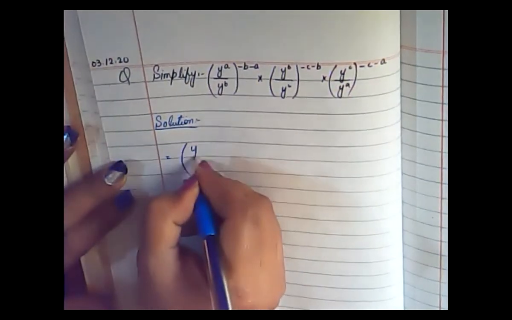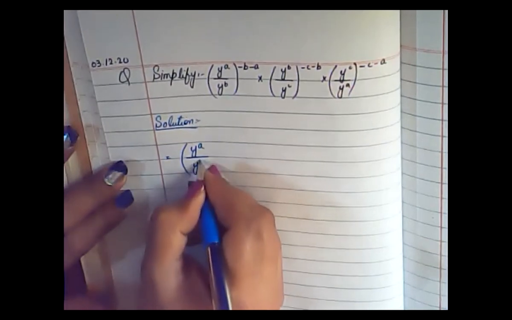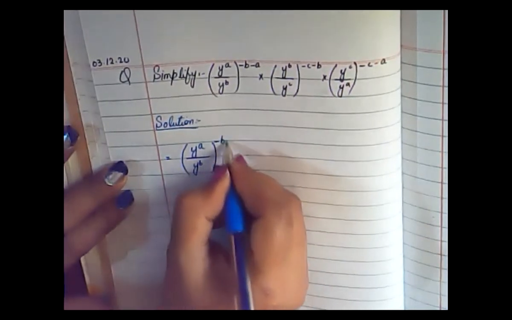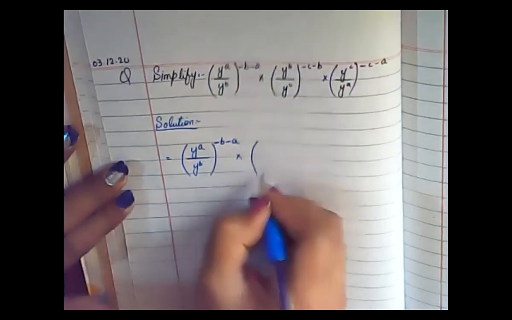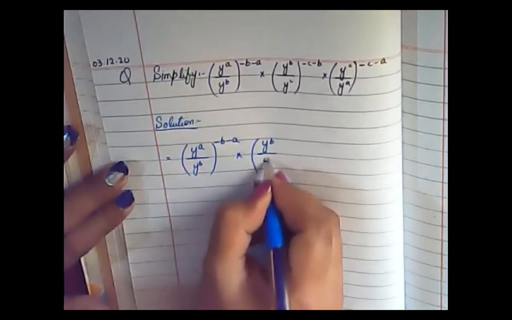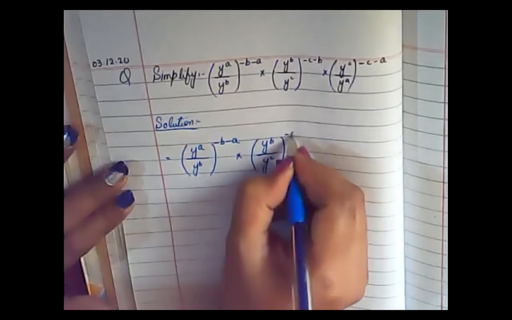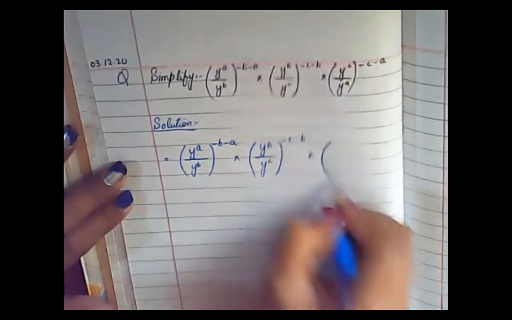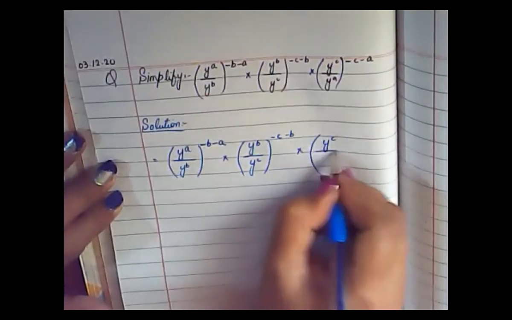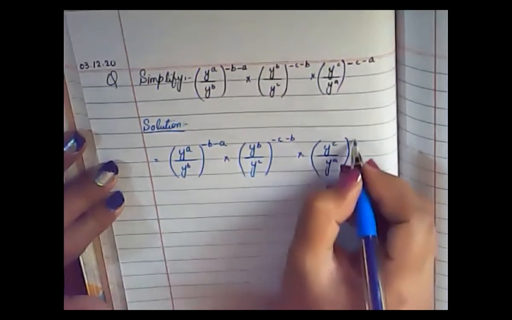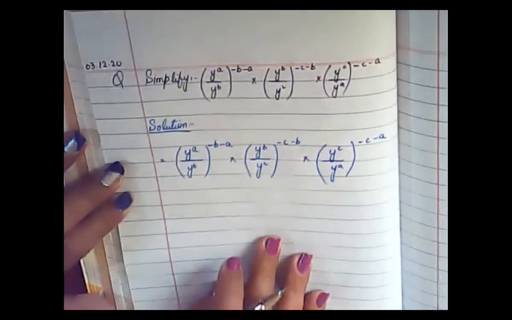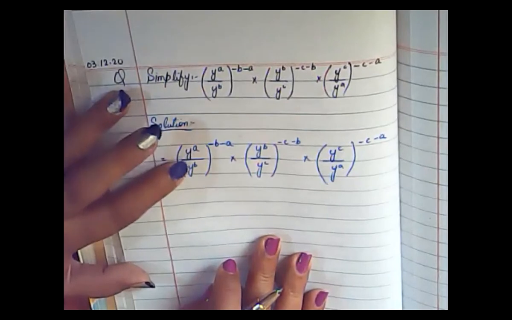This one: ya divided by yb, it has whole power minus (b minus a), multiplied by yb divided by yc whole power minus (c minus b), multiplied by yc divided by ya whole power minus (c minus a). Now as you can see here, inside the brackets you have the same bases. Inside the bracket you have the same bases.